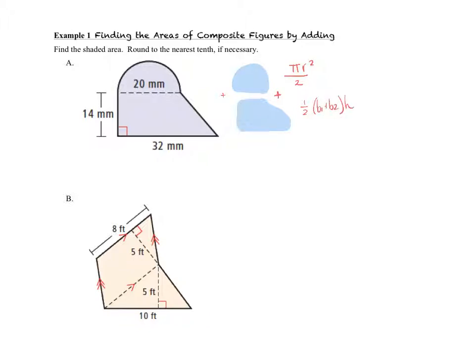Sometimes the H is in the front. I've seen that before too. But then from there, I can just kind of plug in my numbers. So for the pi r squared, pi times, well, that's the total diameter. Diameter goes all the way across, so the radius is 10. So pi times 10 squared divided by 2. 10 squared is 100, divided by 2 is 50 pi. So remember, you can leave your answer in terms of pi. Plus the trapezoid, 1/2 (B1 plus B2), that's 20 plus 32, times the height, which is 14.